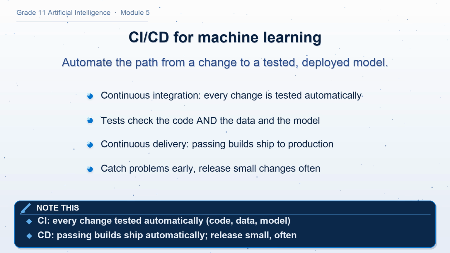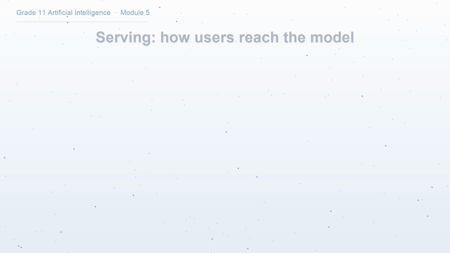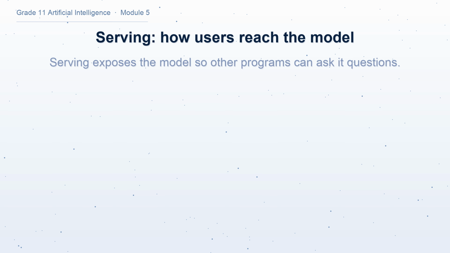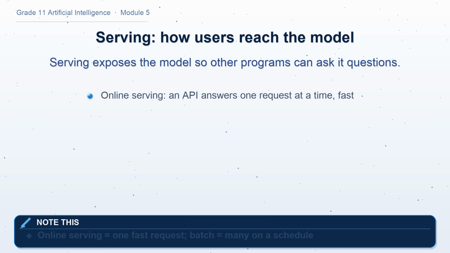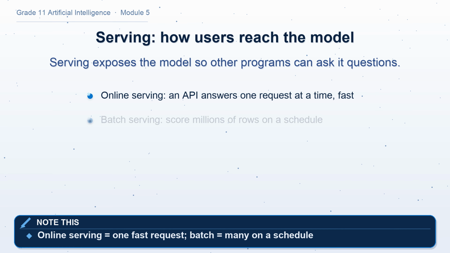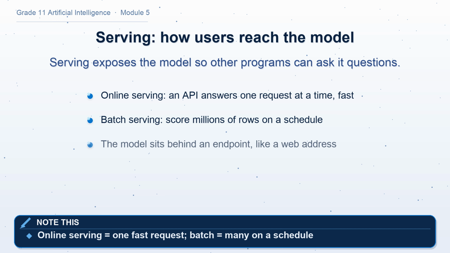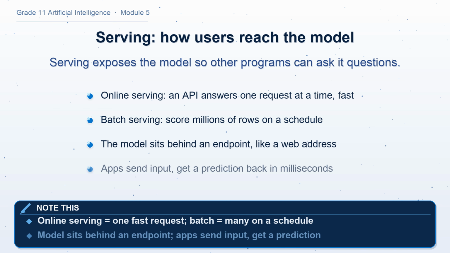Now the model is built and tested. How do users actually reach it? Serving is how a model is exposed so other programs can ask it questions. There are 2 common styles. Online serving answers one request at a time, quickly. When a mobile money app needs to flag a single suspicious transaction right now, it calls the model and waits for an answer. Batch serving is the opposite. It scores millions of rows at once, on a schedule, say every night. In both cases, the model sits behind an endpoint, much like a web address. An application sends its input to that endpoint and gets a prediction back, often in a few milliseconds.